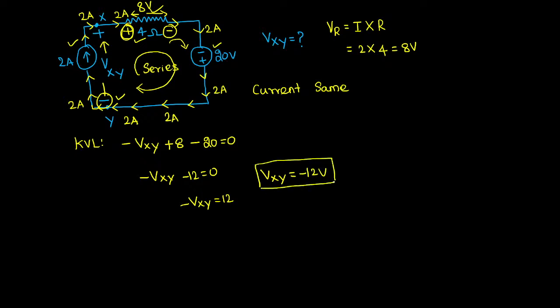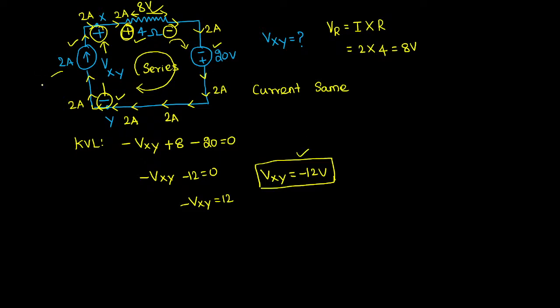Yes or no? Yes sir, we got the answer. The correct answer is 12 voltage for the given question. Okay, sorry, minus 12 voltage. So what we have understood here is that the polarity given by them is wrong. That's why we are getting negative voltage.